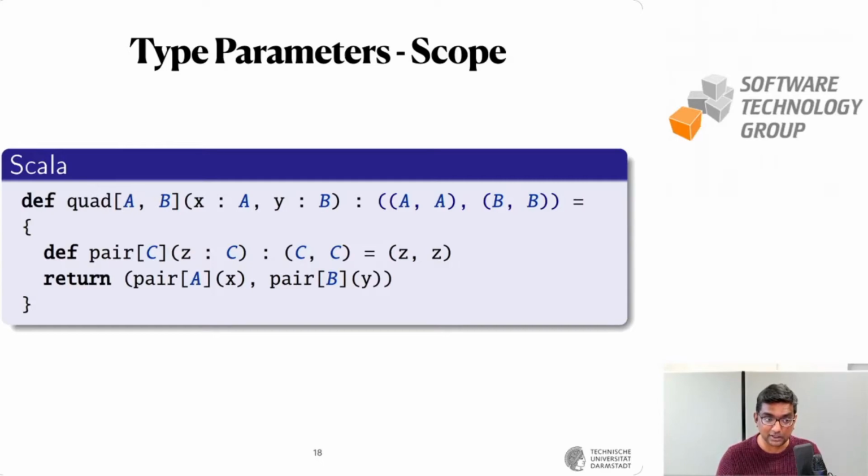But this function quad reuses the definition pair. Essentially what this function is trying to do is create two pairs. So it's redefining pair which takes in a value of type c. It takes a parameter z of type c, and then it returns the tuple z comma z, of type c comma c. And then the overall function returns two pairs, where the first entry of the tuple would be pair of type a from the top definition with the value x, and then the second entry would be pair b with the value y, right?